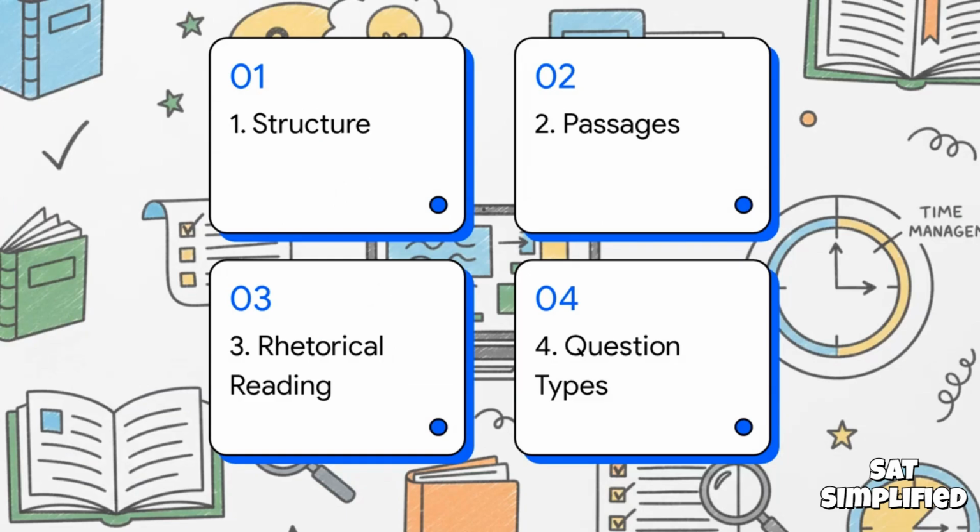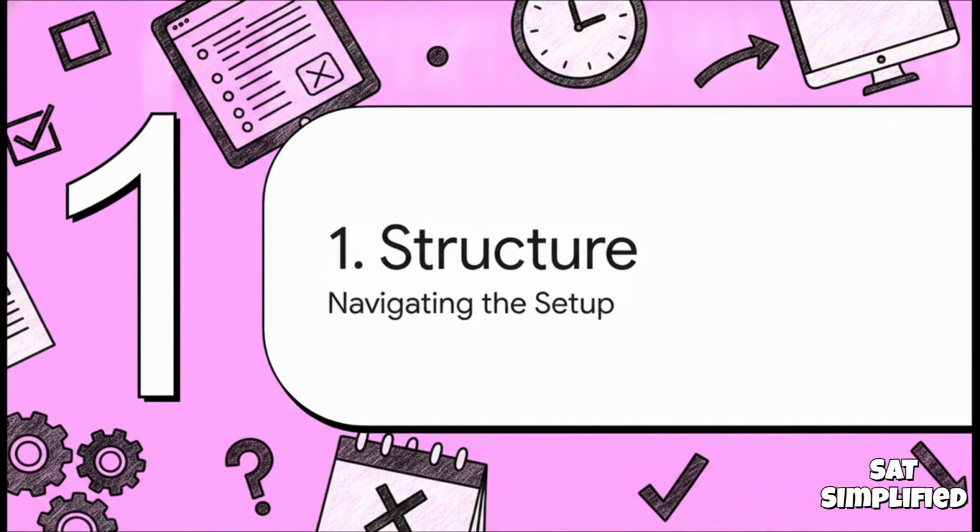Okay, so here's our game plan, the agenda for demystifying the exam. Number 1, structure, the what. Number 2, passages, the where. Number 3, rhetorical reading, the why. And finally, number 4, question types, the how. Let's get to it. Section 1, structure, navigating the digital setup.